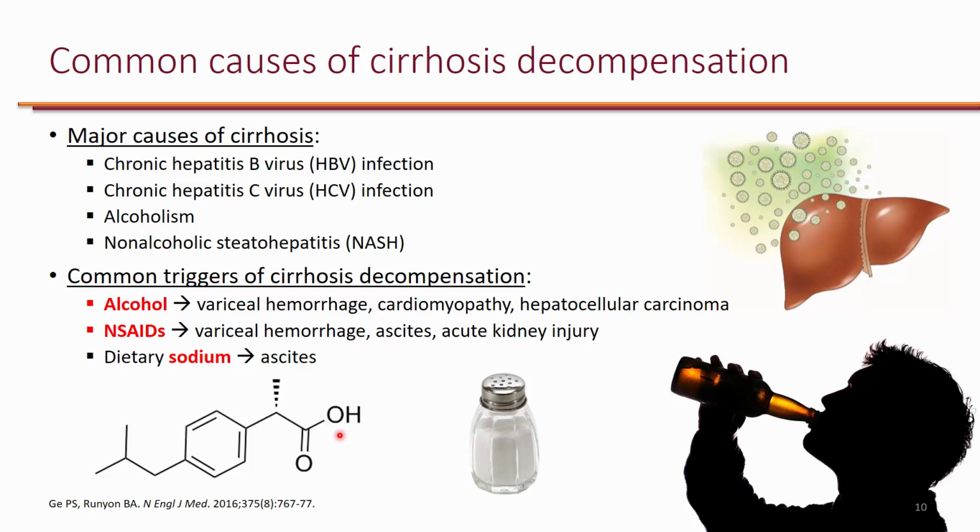So if someone's liver is not working and also their kidney stops working, that's not good. And then the last thing is dietary sodium, because sodium will cause fluid retention, which leads to ascites. Just like NSAIDs, NSAIDs will cause fluid retention, causing ascites. The same is true with sodium. So it is recommended to limit sodium intake to less than 2 grams a day.